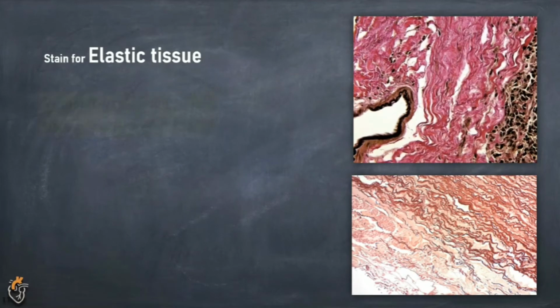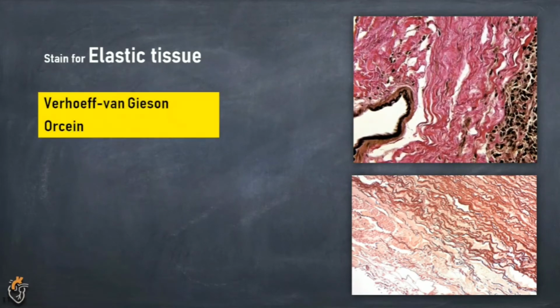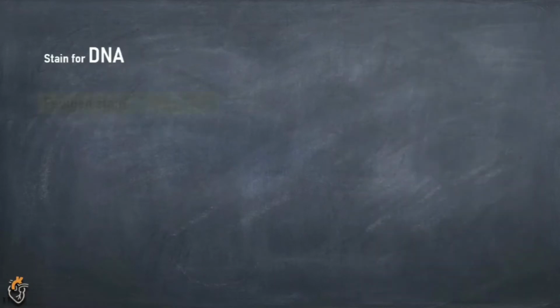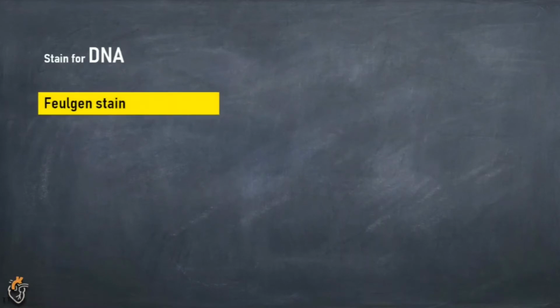Moving ahead to the elastic tissue, the list we see here are the Verhoeff-Van Gieson and orcein stain. Orcein is also familiar with the staining of some markers of diseases, just like HBsAg. Stain for DNA, it is Feulgen stain.